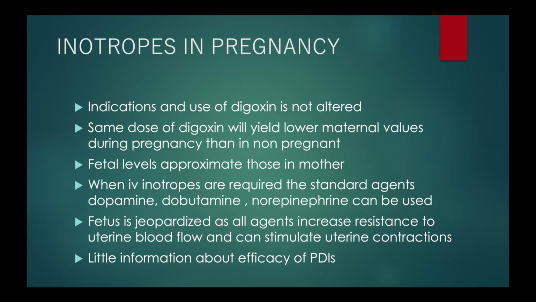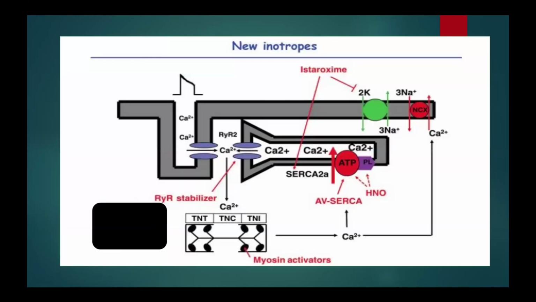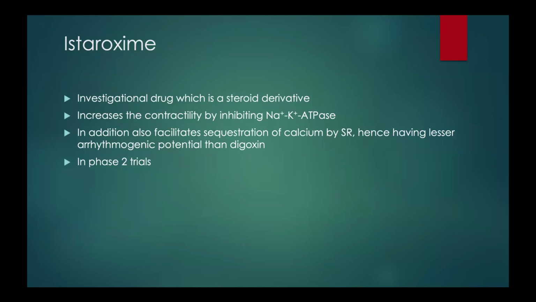When IV inotropes are required, the standard agents, dopamine, dobutamine, norepinephrine, can be used. The fetus is jeopardized as all agents increase resistance to uterine blood flow and can stimulate uterine contraction. Little information is known about the PDE inhibitors. So, what are the future inotropes? One is glucagon that we have talked about.